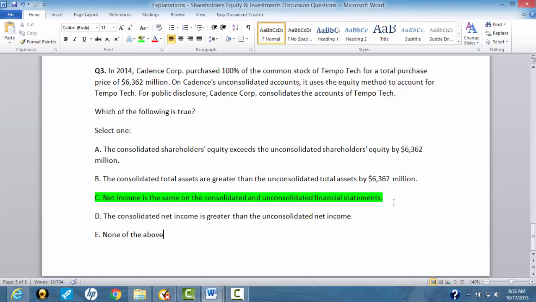Now, based on this understanding, we would go with answer C. So C is true.